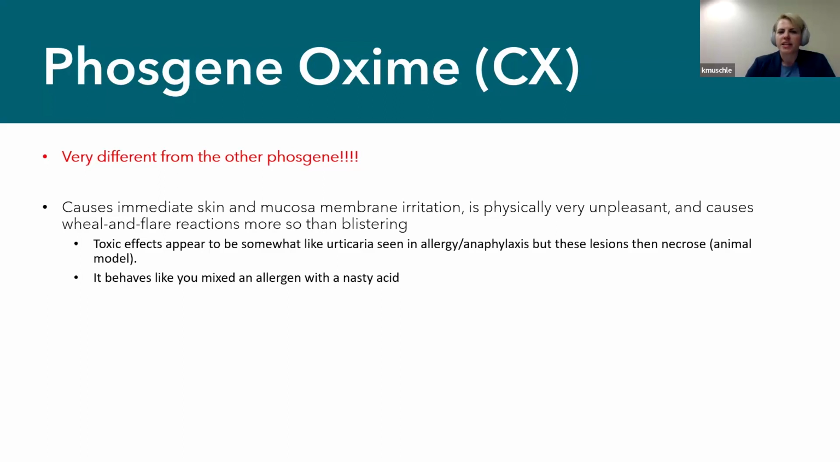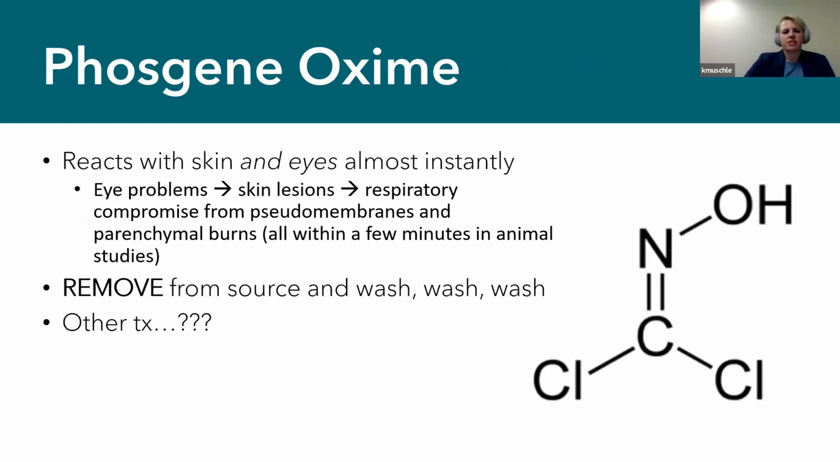So while we lump it together with vesicants, which implies blistering, this agent really doesn't cause blistering. It's an urticariant, and it's a necrosis-inducing urticariant. It essentially acts like you mixed an allergen with a terrible acid. And so it's kind of what we see in these lesions. And so this chemical causes reactions with the skin and eyes almost instantaneously.